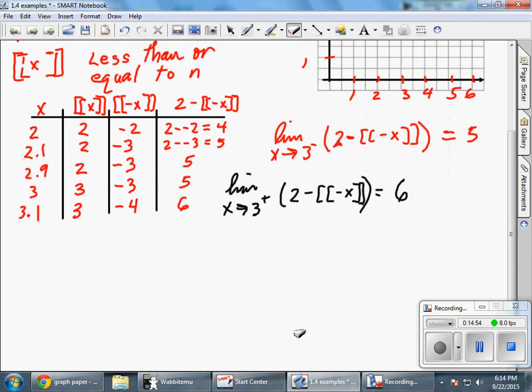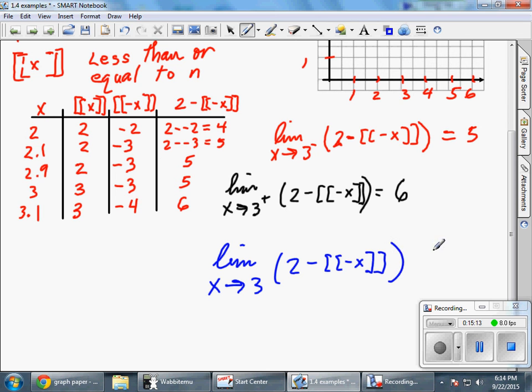So what does that mean? The limit as x approaches 3 of 2 minus the greatest integer of the opposite of x: since the negative side gives 5 and the positive side gives 6, they do not agree, so the limit does not exist.